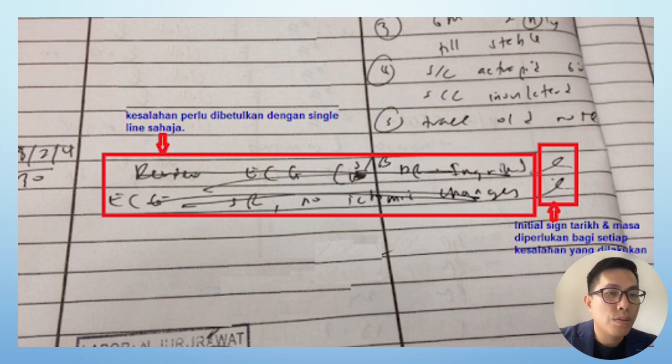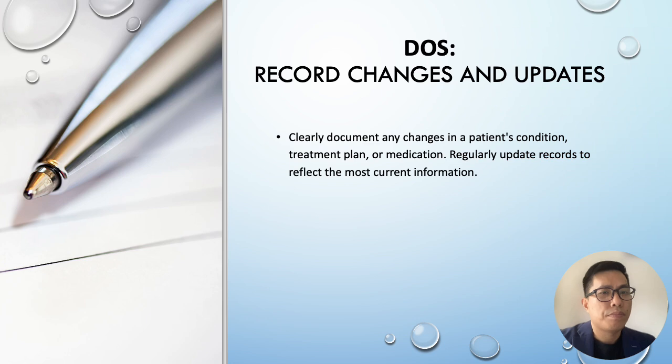All right, so you need to make a correction, but you still need to be able to see what was the error that has been made. So you cannot completely remove it. Using liquid paper is a serious issue in a legal document, right?